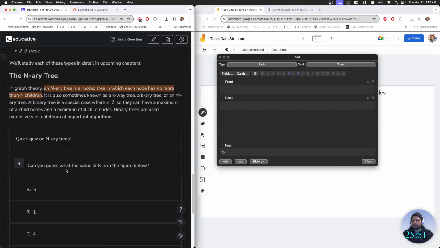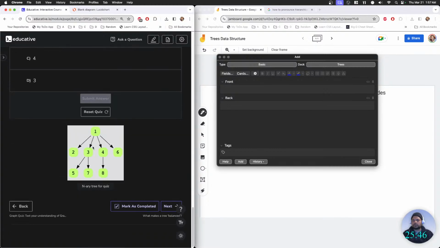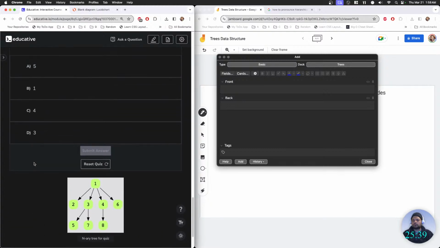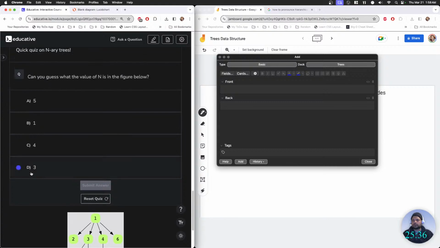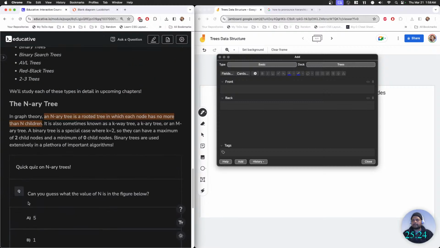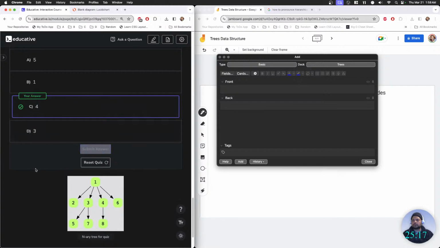Quiz. Can you guess what the value of n is in the figure below? 1, 2, 3, 4. It's got to be 4 since this one has 4. Each node has no more than n children. It's 4, right? Yes, 4 is right.